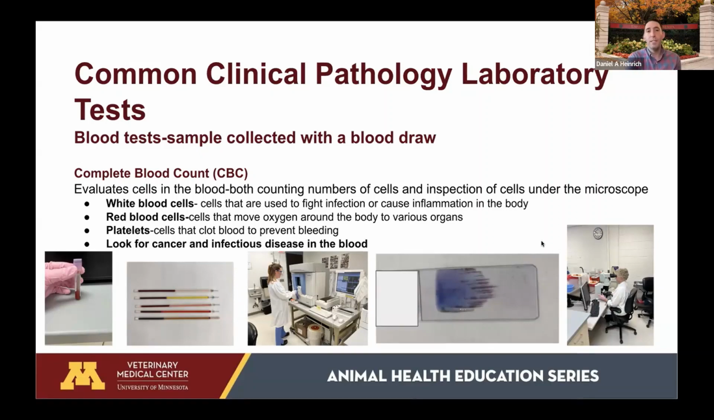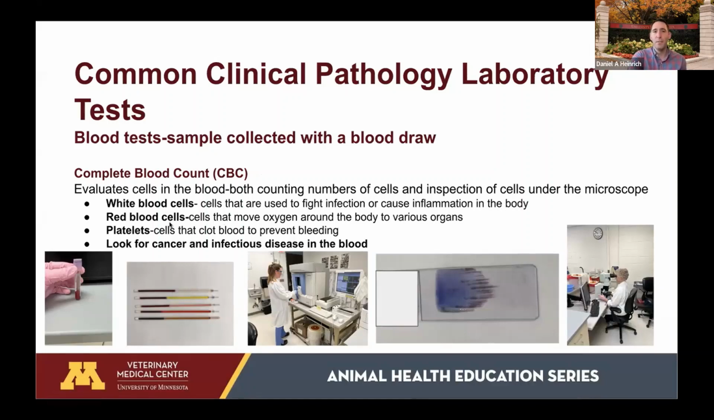What are the components of blood that we're looking at? We're looking at white blood cells, red blood cells, and platelets. White blood cells are those cells that are used to fight infection or cause inflammation in the body. They are called white blood cells because when we spin them down, you can't see it because this photo is too small, but they form a little layer that looks white.